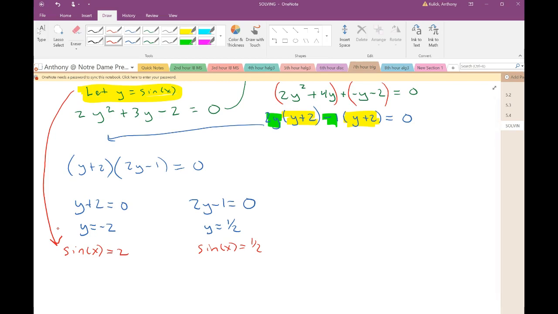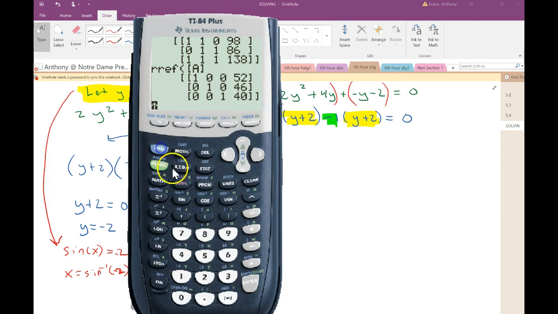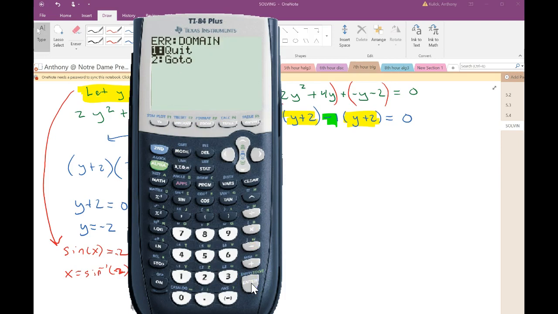And now how do I solve sine x equals negative 2? Sine inverse. Is negative 2 a unit circle value for sine? No. So what do we do? Go to the graphing calculator. If it'll ever load, there it goes. Okay. So sine inverse negative 2. And if I press enter, did I do something wrong?